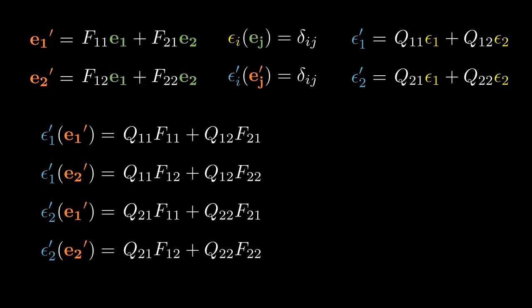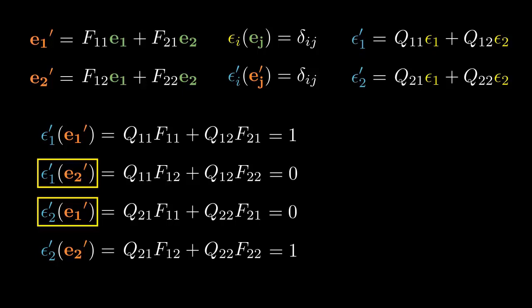You also know the relationship between the new basis normal and new basis vector. The Kronecker delta. These are 1s and these are zeros. Now we know 4 unknowns Q and 4 equations, so you can solve for Q.